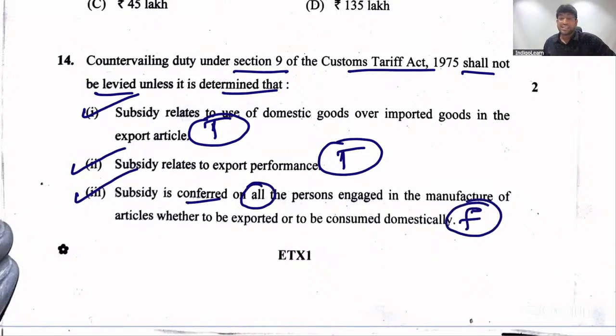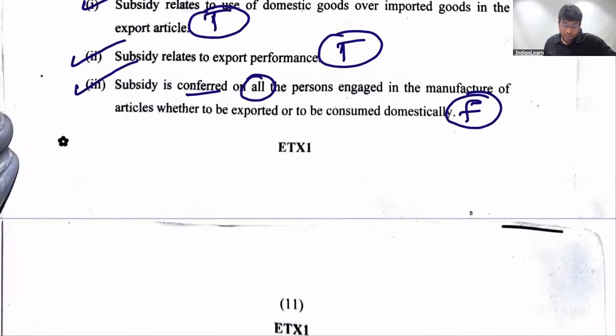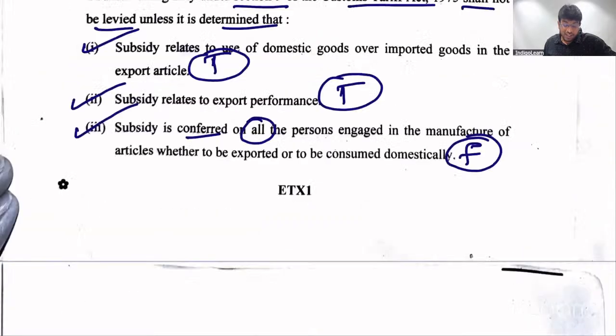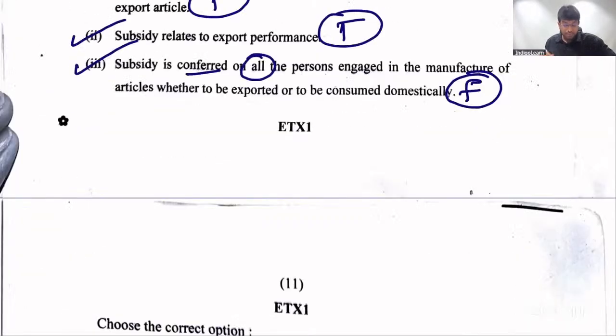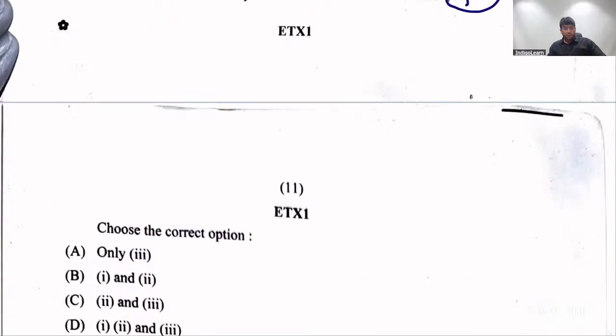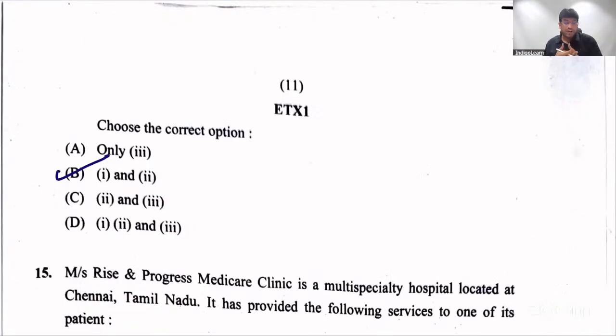If you look at section 9, the word used is any of the specific persons, not all. And what is it they asked? Choose the correct option. 1 and 2 is correct. So the answer is option B, my dear friends. So for the 14th question, if you observe carefully, the answer is 1 and 2.